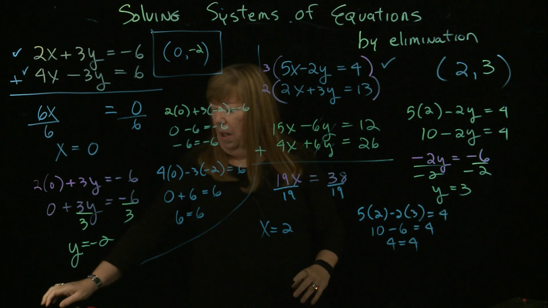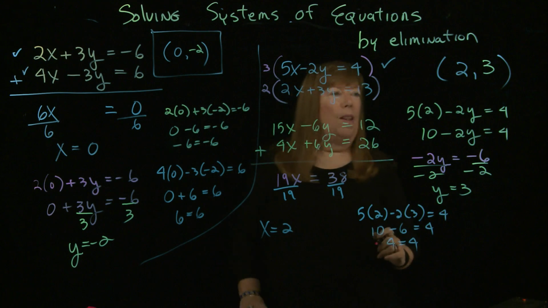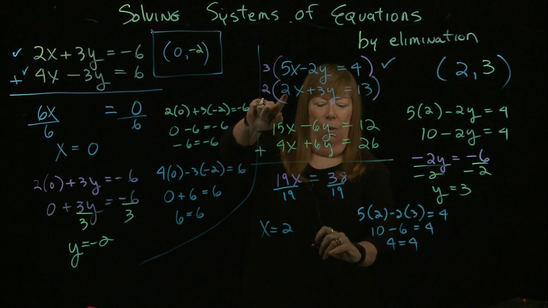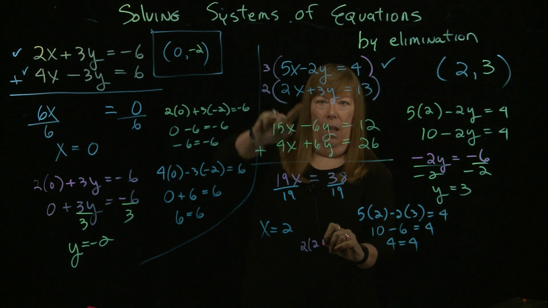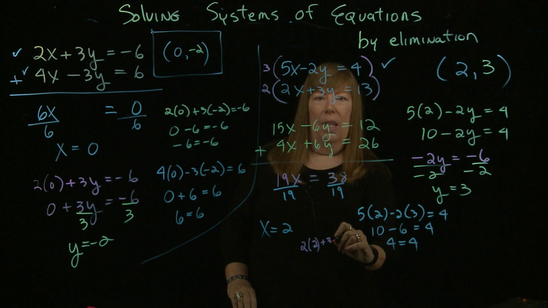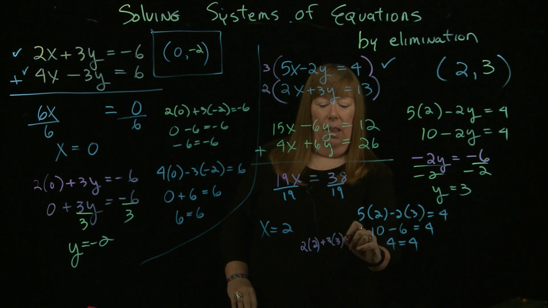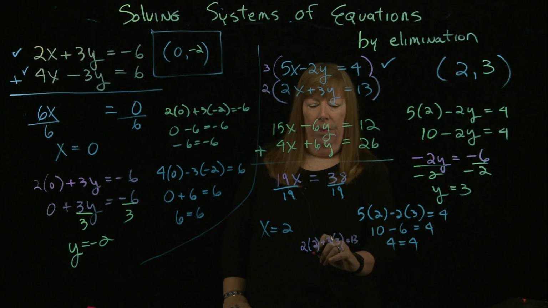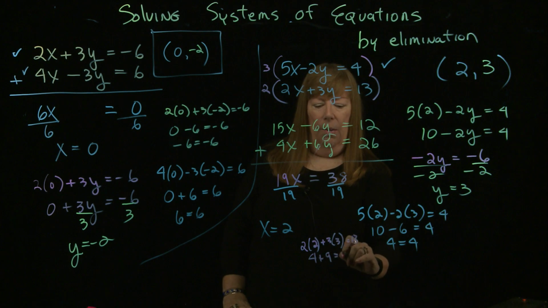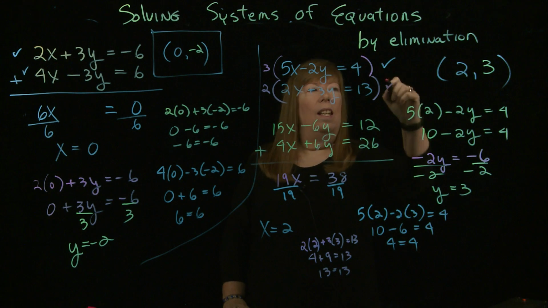Now let's plug our values into the second equation and see if that one checks as well. 2 times x, which is 2, plus 3 times y, which is 3, equals 13. 4 plus 9 equals 13. 13 equals 13. Yes, it does. It checks.